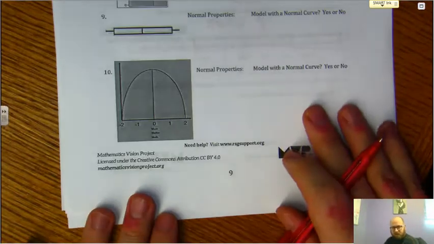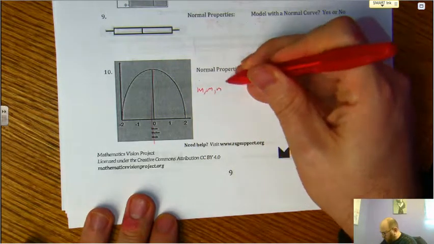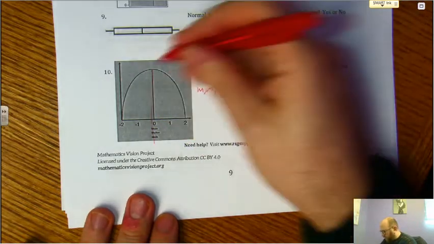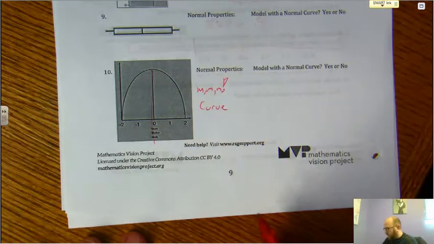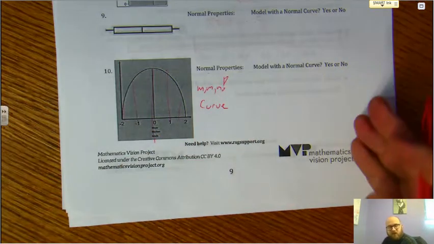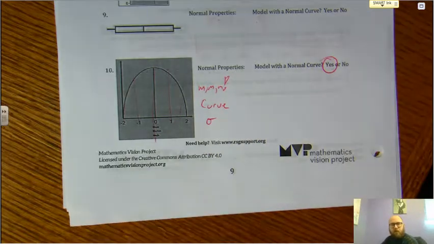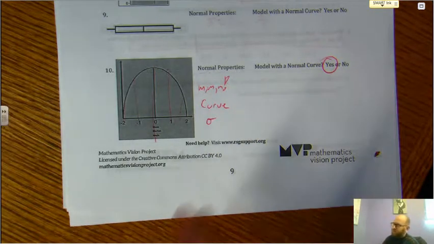Let's look at number 10. Mean, median, mode are all the same. Those look the same. We've got a nice curve here, right? It appears to follow something like a standard deviation. So yeah, I would say this one we could model. But it's applying those things to each of them.